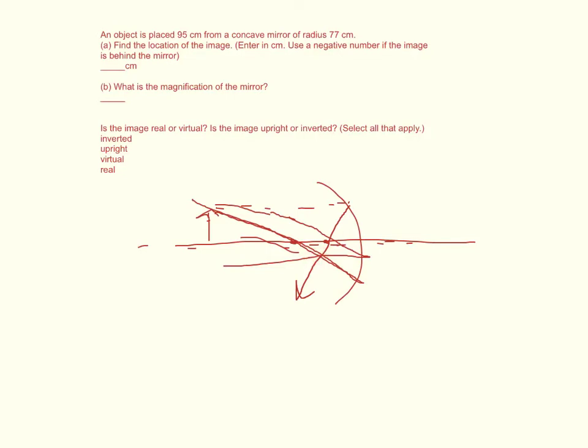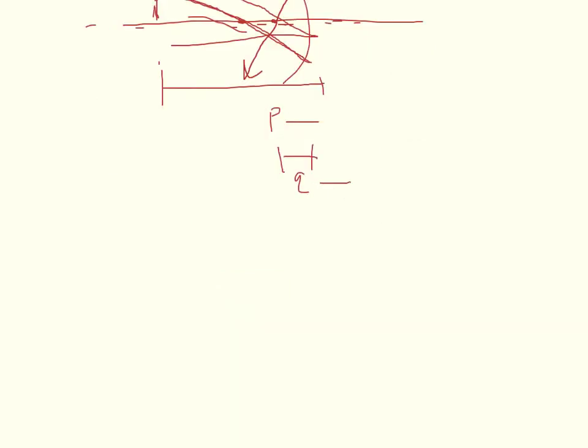And we call the distance from the mirror where our object was placed P. And the position where the image was formed is Q. If you have any problems remembering that, just think of P as placement of the object and think of Q as quality image. It's where the image is most focused. And so we can use what's called the mirror equation. The mirror equation is 1 over Q plus 1 over P equals 2 over the radius.